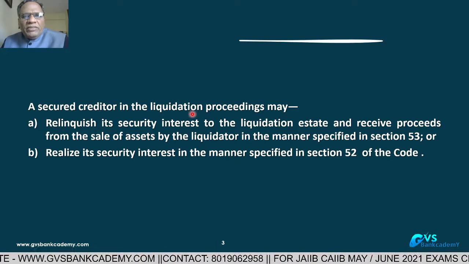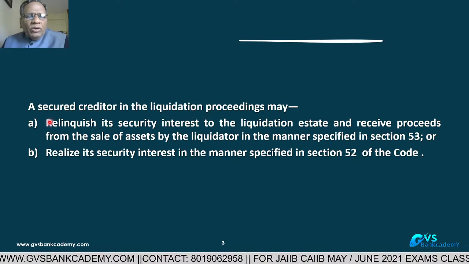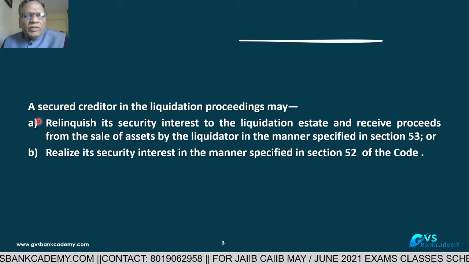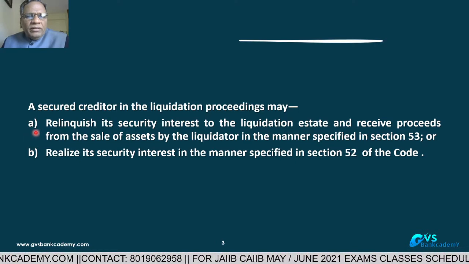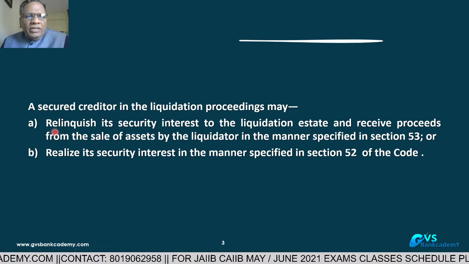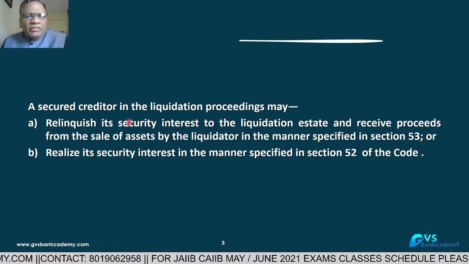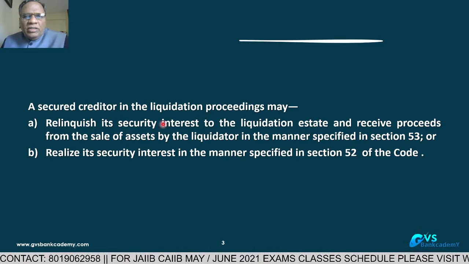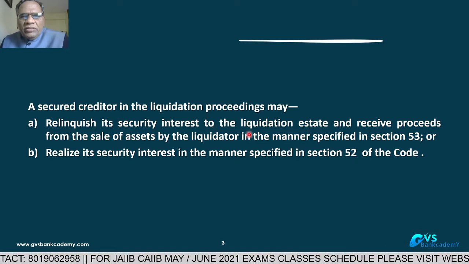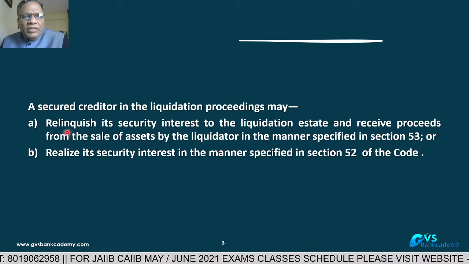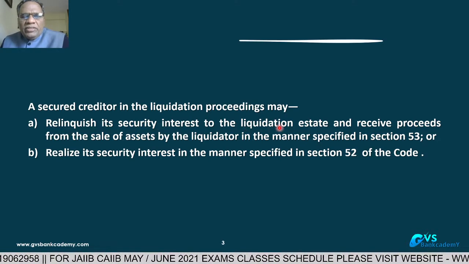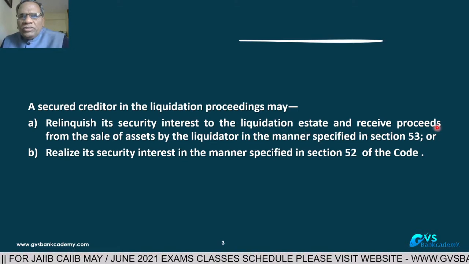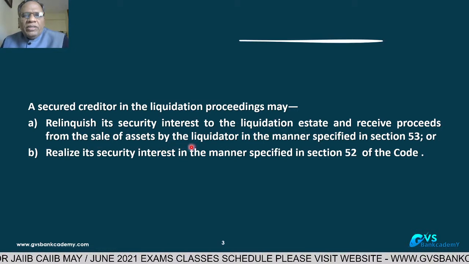In the process of liquidation of the company, a secured creditor has two options. Option A: under option A, the secured creditor will relinquish its security. He will surrender his security to the liquidator in the liquidation estate and receive proceeds from the sale of the assets from the liquidator.